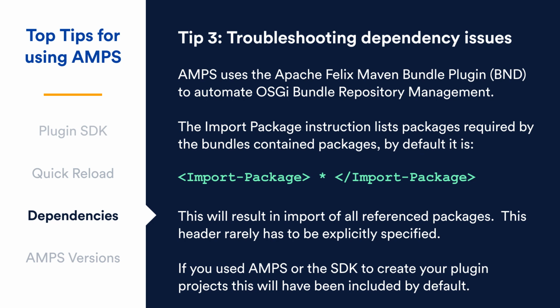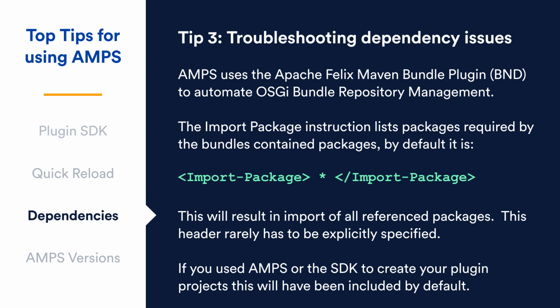So the third thing I would suggest is how to troubleshoot dependency issues. In my time working with the Atlassian server ecosystem, I've been asked to look at problems with dependencies more than a few times. Maven manages dependencies based on the Maven project pom.xml. This POM contains all the dependencies and Maven takes care of the rest. AMPS uses the Maven bundle plugin to automate OSGi bundle manifest management.